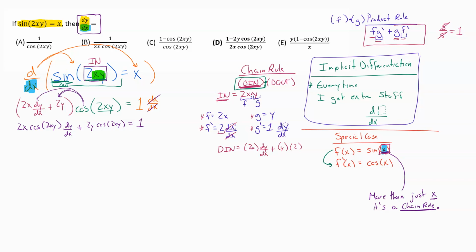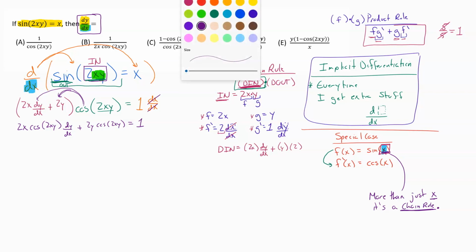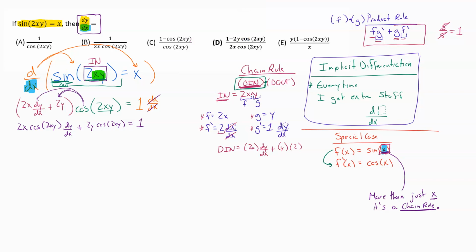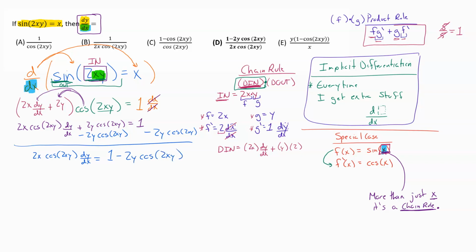From there, we now go ahead and get all the stuff that doesn't have a dy dx on one side of the equals, and everybody that has a dy dx stays on the other. So we're going to move this one piece here, this 2y cosine 2xy, over to the other side because it does not have a dy dx in it. And so that's going to leave us now with 2x cosine of 2x times y dy dx, and all of that is going to equal, on the right hand side we get 1 minus 2y cosine of 2x times y.